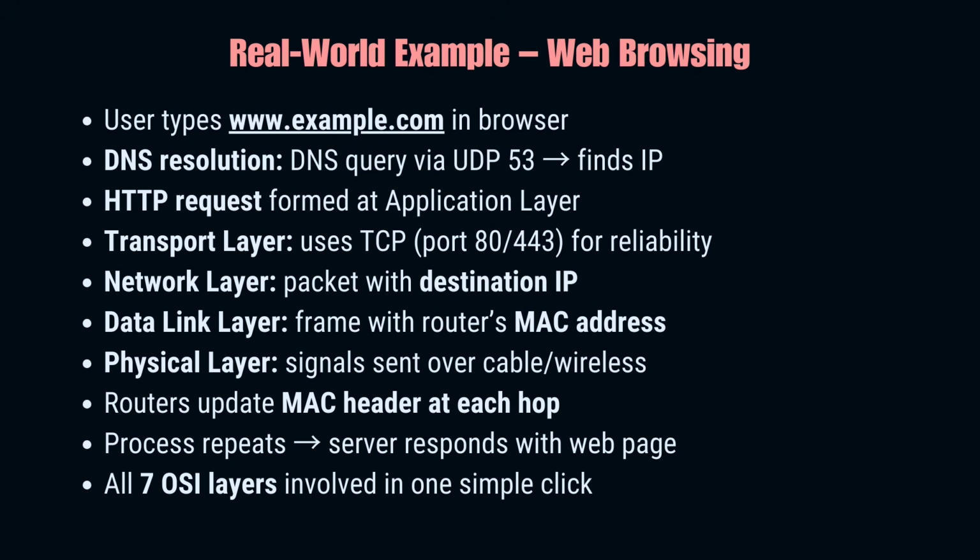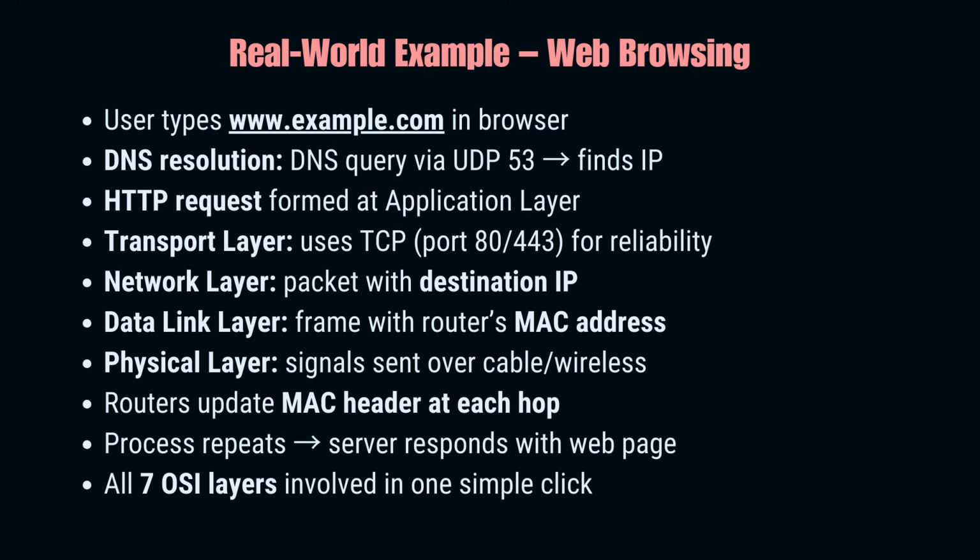Next, your browser creates an HTTP request with the application layer generating the HTTP GET request. Presentation layer potentially adding SSL encryption for HTTPS. Session layer establishing the connection. Transport layer using TCP on port 80 or 443. Network layer creating IP packets with destination server address. Data link layer adding Ethernet frames with router MAC address. And physical layer transmitting signals over your network connection.